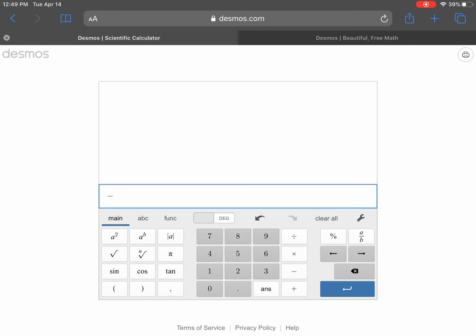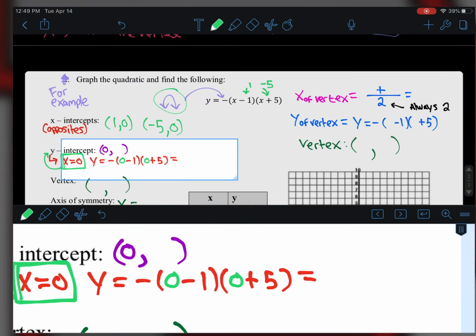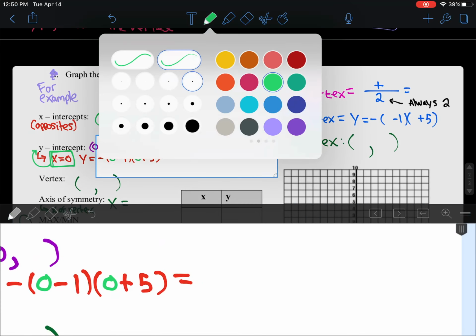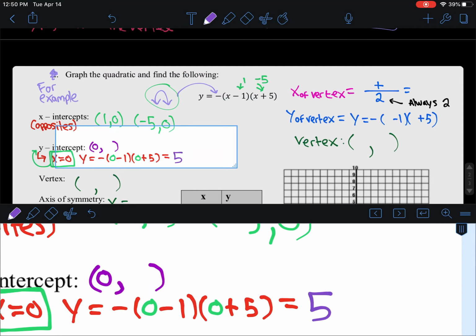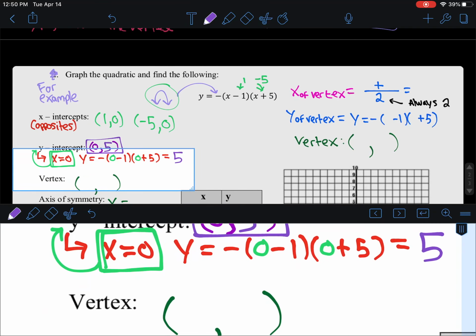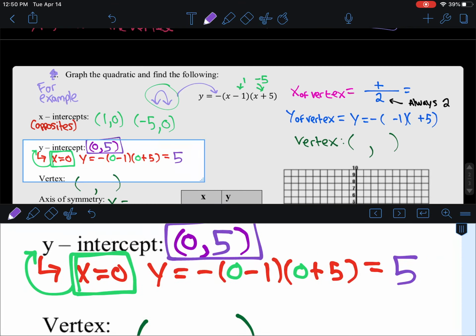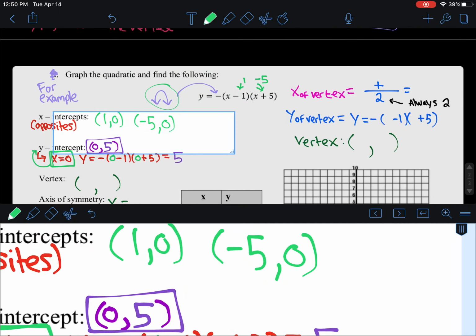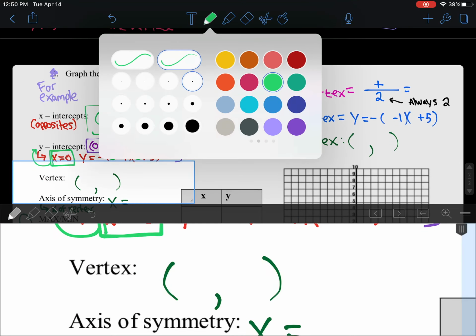So it would be -0 minus 1, and then it was 0 plus 5. So my y-intercept is 5. So I come here, my y-intercept is going to be 5. So my y-intercept is 0, 5. So again, remember, whenever you find the y-intercept, you just plug x equals 0 in. These were my x-intercepts. All right, now it's asking for the vertex. So now I'm trying to find the vertex.